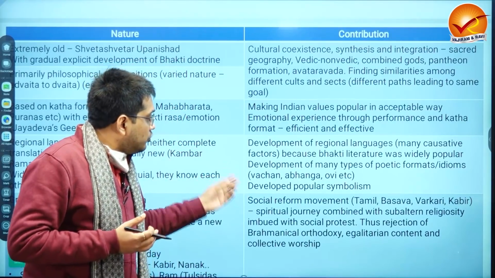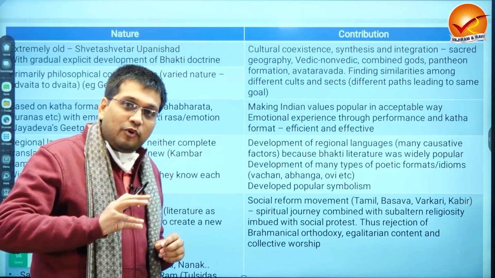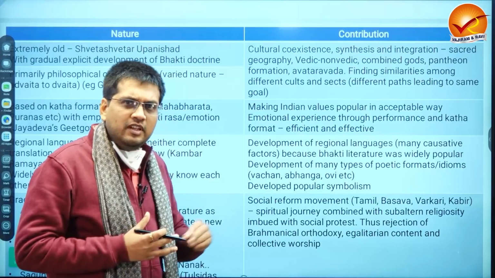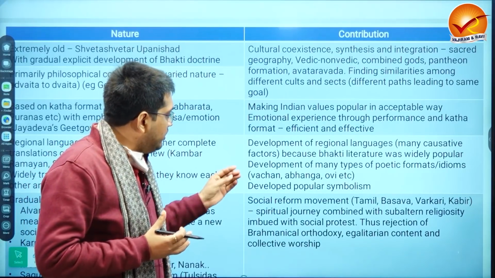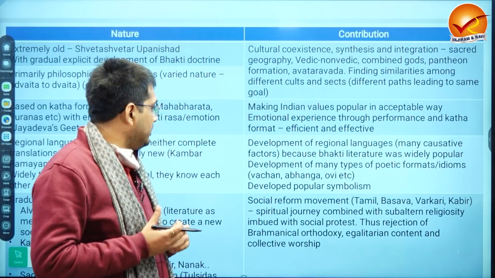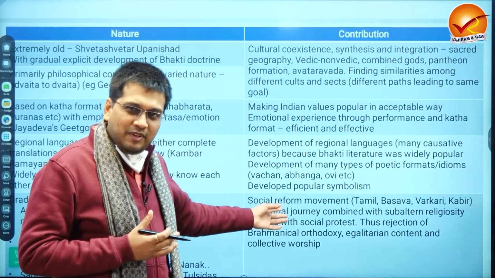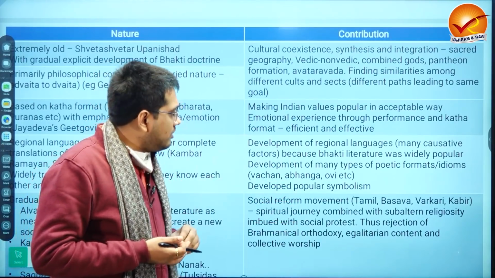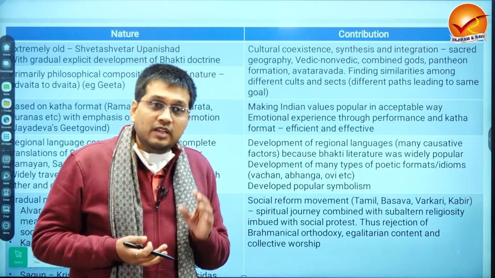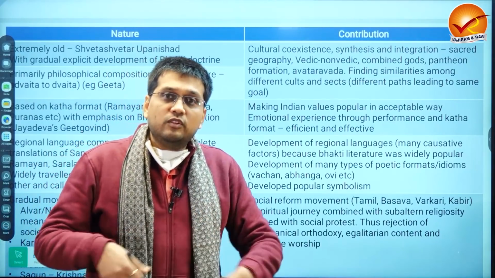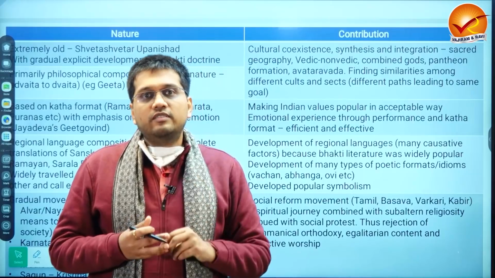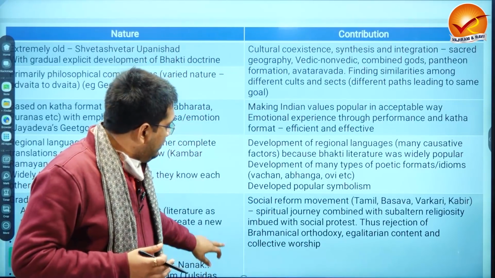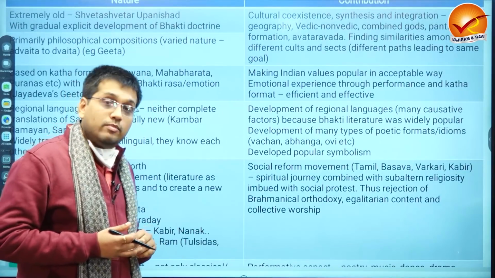Then social reform movement. Here the main point that automatically comes to your mind when you see Bhakti movement, at that point you can mention here with a few examples. We have spiritual journey combined with subaltern religiosity, imbued with social protest. It's a typical line. You will not be able to write such a technical thing, but you can use some of the words. So rejection of orthodoxy, trying to bring in egalitarian values, inclusion, community formation, all these things are there in the socially rebellious aspect.